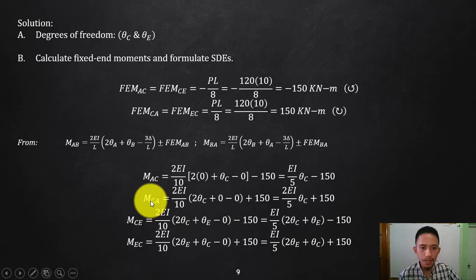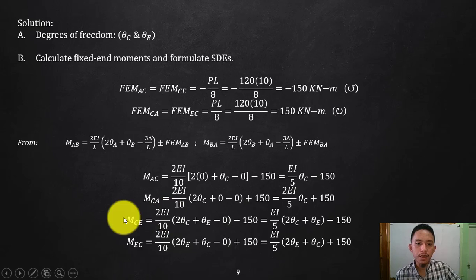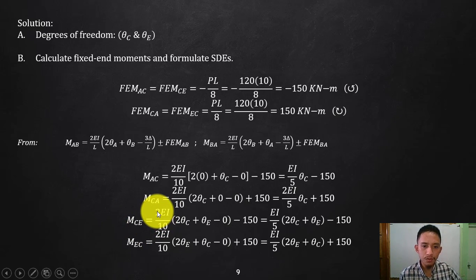Now your MCA, that is the other end of your member AC, which is at point C. All we need to do is interchange. Your theta C will now be twice. Your theta A is 0. So again, you can simplify, and the fixed end moment at point C is positive. So that is plus 150. You can simplify it this way. And then MCE, so the same, 2 EI over, your length there is the same as 10.